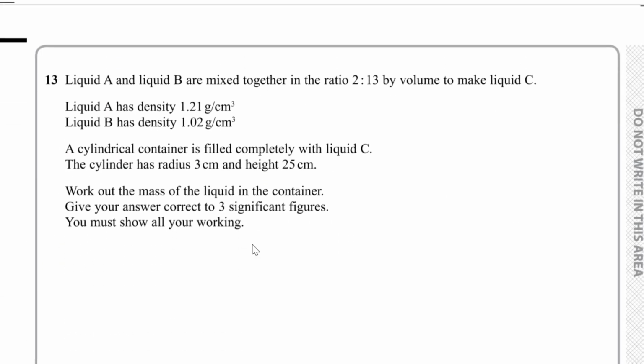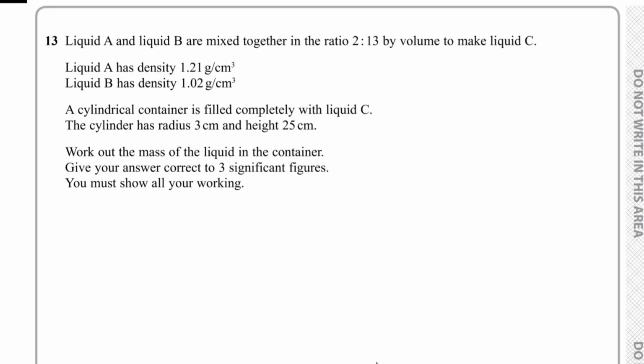Now for question number 13. We've got liquid A and liquid B, which are mixed together in the ratio 2 to 13 by volume to make liquid C. Liquid A has density 1.21 grams per centimeters cubed and liquid B has density 1.02 grams per centimeters cubed, and the cylindrical container is filled completely with liquid C. The cylinder has radius 3 centimeters and height 25 centimeters. We have to work out the mass of the liquid in the container. Give your answer correct to 3 significant figures. You must show all your working.